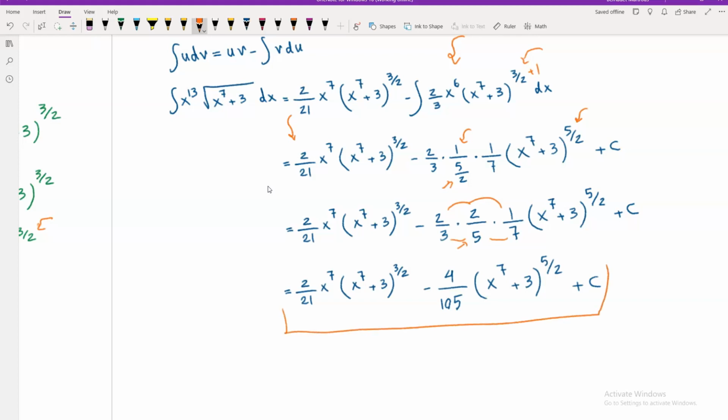So the final answer for our integral is 2/21 times (x to the 7th power plus 3) to the power 3/2 minus 4 divided by 105 times (x to the 7th power plus 3) to the power 5/2 plus constant. Evaluate the integral of sine 9x times cosine 5x times dx.